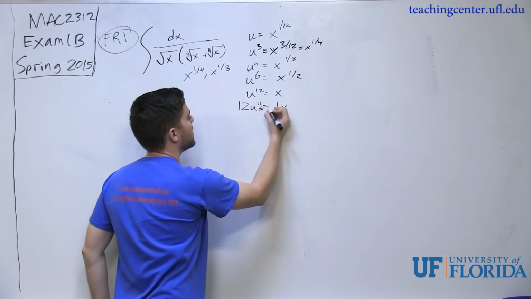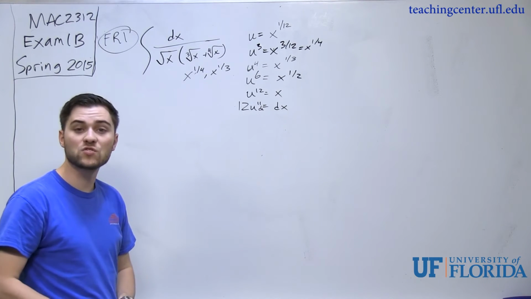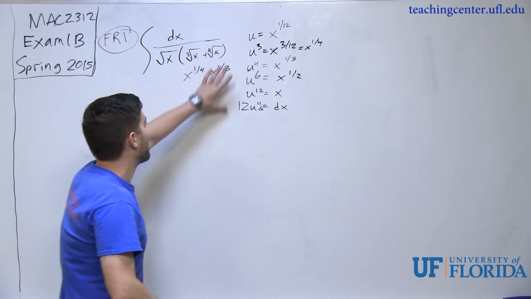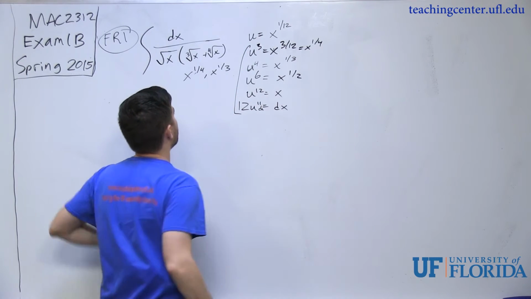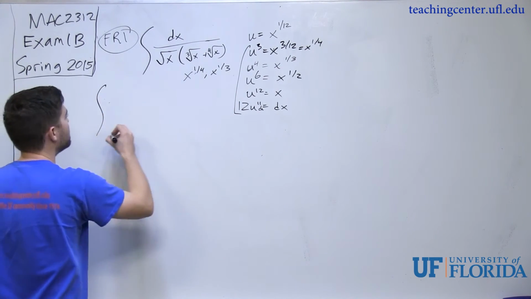Sorry, there's a du in here too. So 12u to the 11th times du is equal to dx. So now I have all the expressions I need to substitute in here for a u substitution. So let's go ahead and do that.